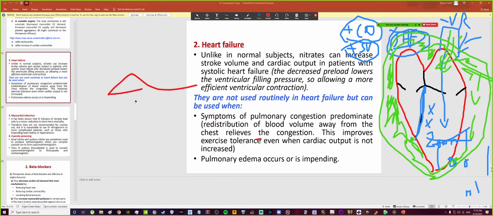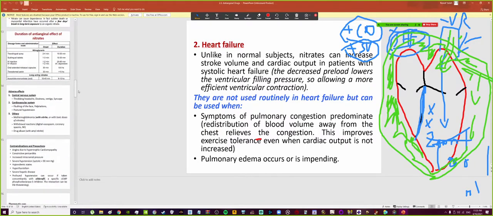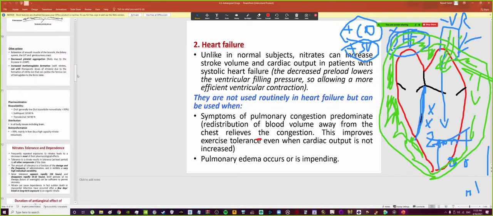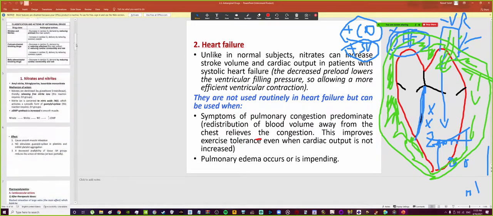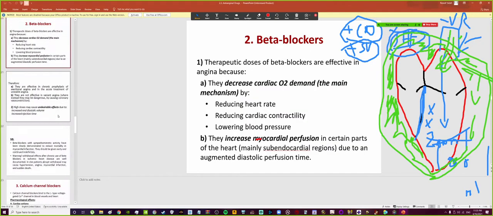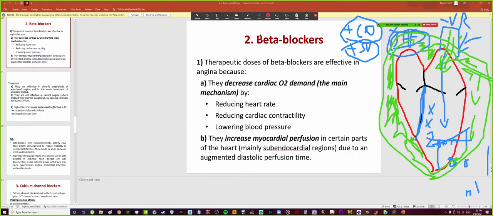And oh my bad, let me proceed. We talked about therapeutic uses. We talked about its contraindications, adverse effects. Talked about pretty much duration, form, tolerance, dependence, pharmacokinetics, all of it for nitrates. The next one is beta blockers. And for beta blockers, I'm going to make a separate video on it so we don't get confused. A separate video for beta blockers and a separate video for calcium channel blockers, okay? So this is it.